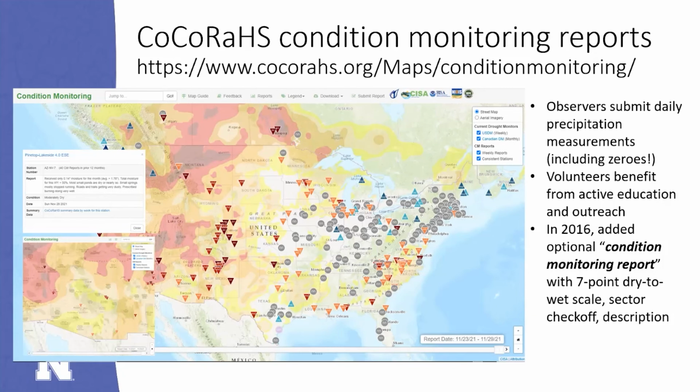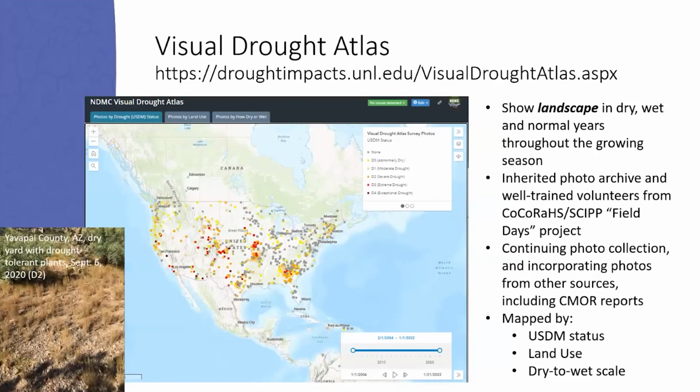So CoCoRaHS is a great way not only to submit daily precipitation reports, but also to provide drought-related information. The Visual Drought Atlas is based on an inherited archive of photos from CoCoRaHS and SCIP, the Southern Climate Impacts Program. They had a field days photo project to document landscape conditions over time in dry years and wet years at several points in the year. The main thing to know about the Visual Drought Atlas is that it's very landscape-over-time oriented.